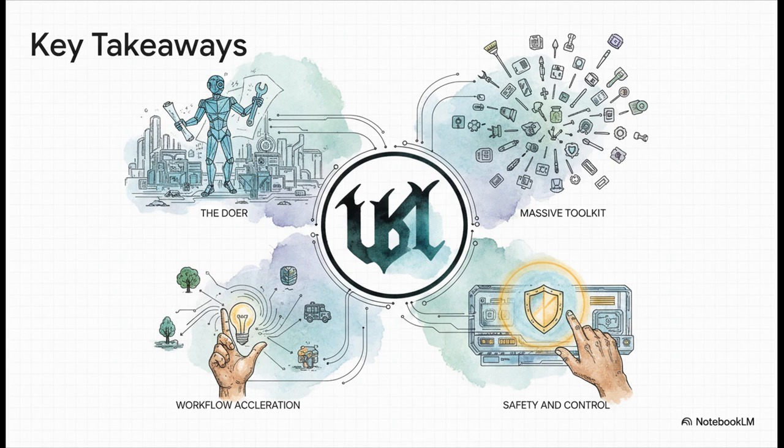Autonomix is a doer, not just a helper. It has this massive toolkit of over 85 tools. It's a huge workflow accelerator for pretty much everyone using Unreal. And, most importantly, it was built from the ground up with the safety and control you need for a real project.